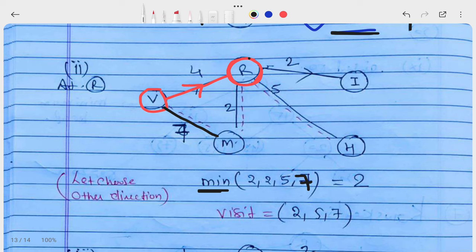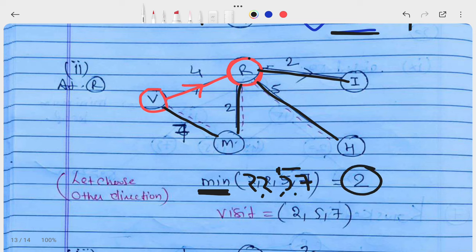So at R, how many paths? The first path is this, the second path is this, the third path is this. All the values of the paths, 2, 5 and 2, I will write here in the minimum. Now in the minimum, out of the values 2, 5 and 7, which one is the minimum? Minimum is 2.